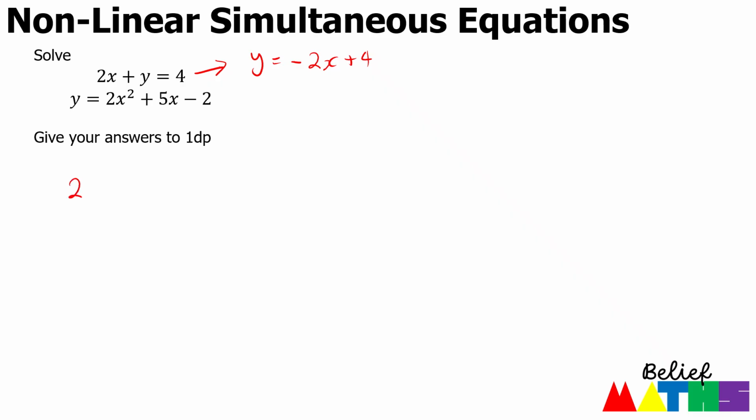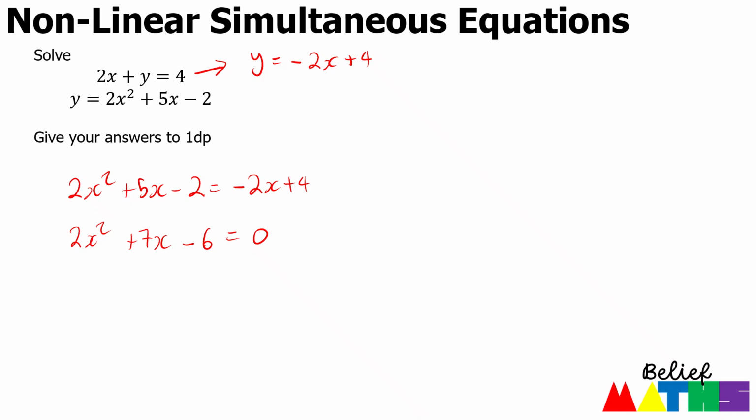Now when I write this, I like to write my quadratic first, and then that's equal to minus 2x plus 4. And I can do that because both of them are y equals something, so those two things must be equal. Now as we saw earlier, we've got a quadratic, we need to make it equal to 0 to solve it. So we get 2x squared plus 7x minus 6 is equal to 0.